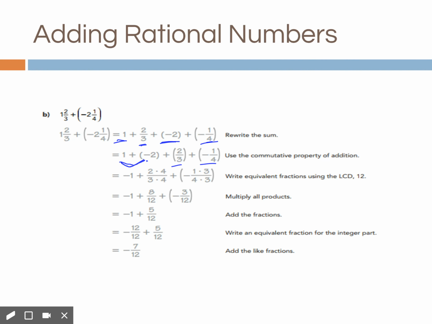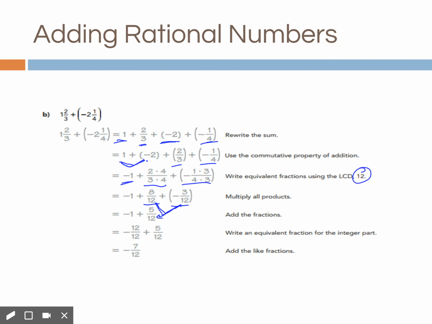1 plus negative 2 is where this negative 1 comes from. And before you can add 2/3 plus negative 1/4, you have to make it have a common denominator, which they already told you the least common multiple is 12. So they did the conversions for you. So now we have negative 1 plus 8/12 plus a negative 3/12. So 8/12 plus a negative 3/12 is where they got the 5/12 from.